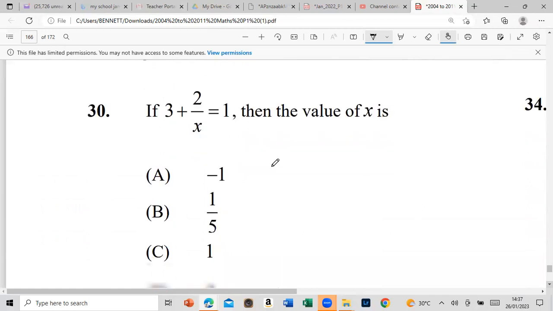Alright, so this one says if 3 plus 2 over x is equal to 1, then the value of x is.